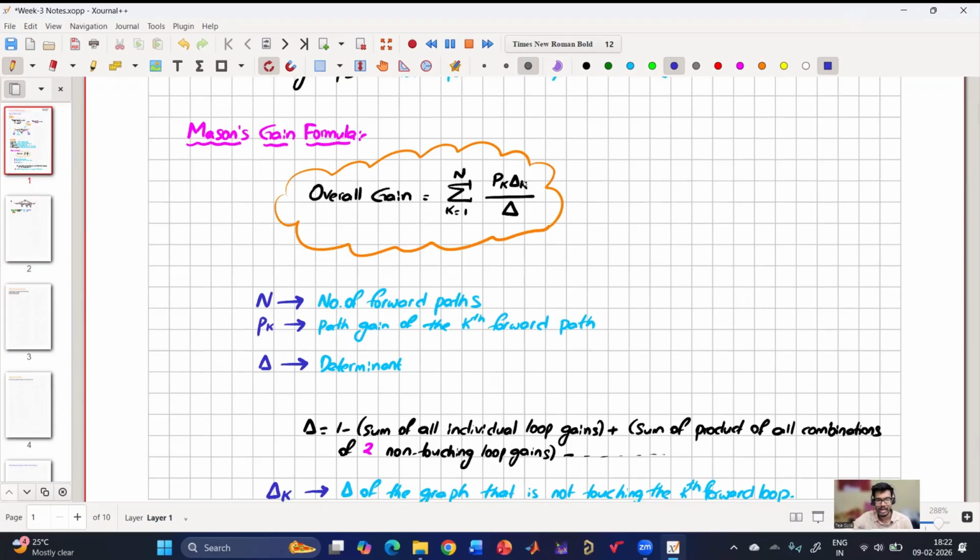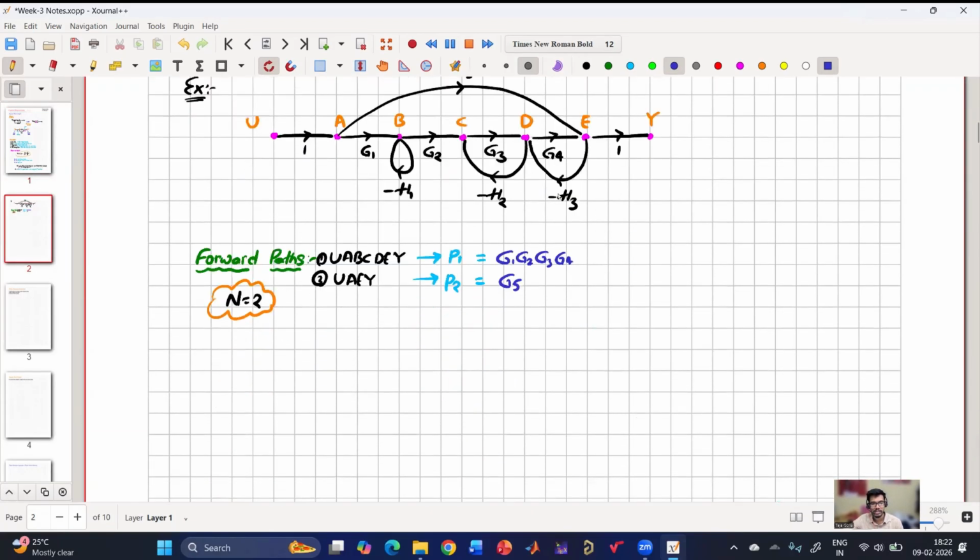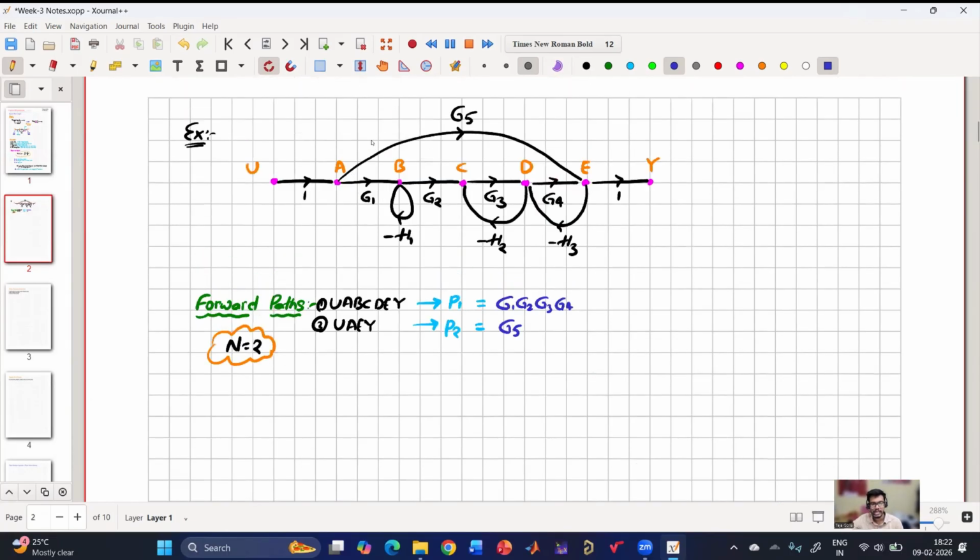Now before going to delta K, let us see delta. For delta, we have to find the loop gains of the individual loops. So let us start with the loops. How many loops are there here? Loop means we have to start and then come back to the same point, traversing in the same direction that these branches have. So how many loops are there? Three loops. So let me name them L1, L2, L3.